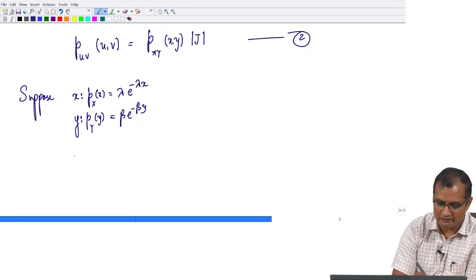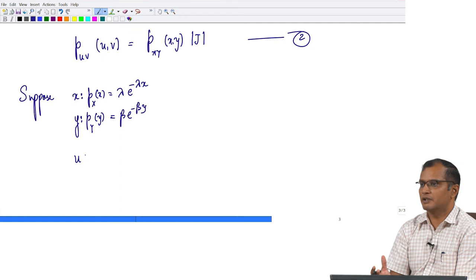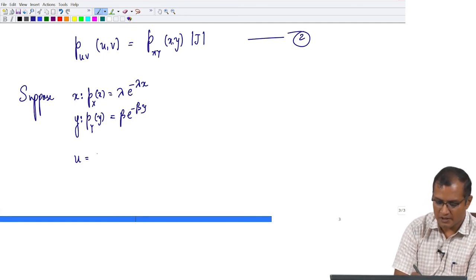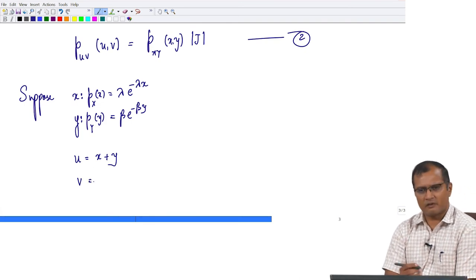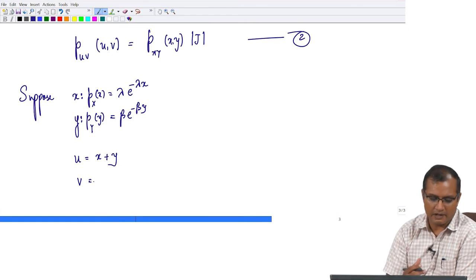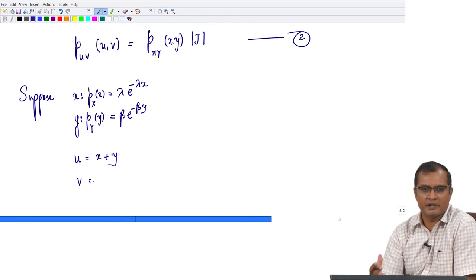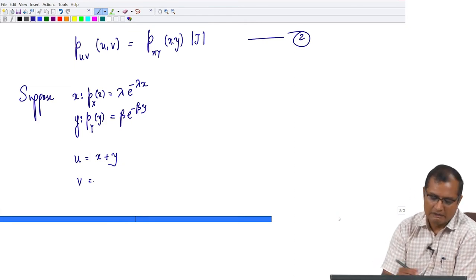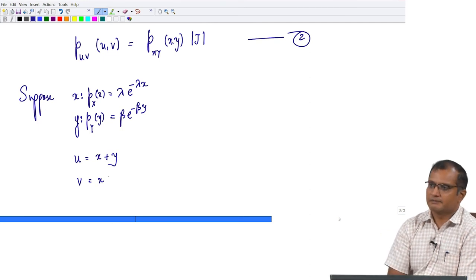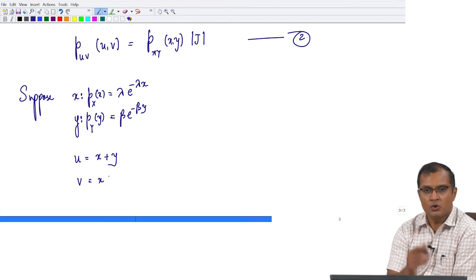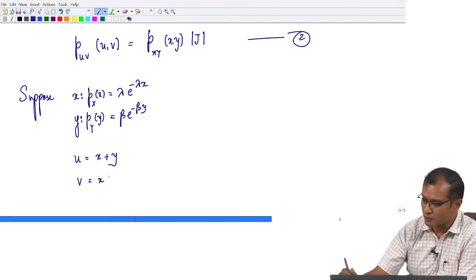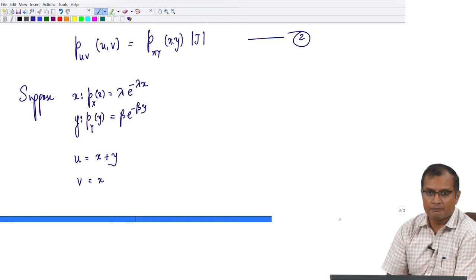So, define random variables from x y, we call u v. u is the random variable of our interest, which is x plus y, and I will also get one more variable which is not necessary, but I want to evaluate the Jacobian. So, I need one more variable. Let us say v equals x, we will keep it as x, we do not require it. You can keep it as y, you are free to do that. So, now let us compute the Jacobian.